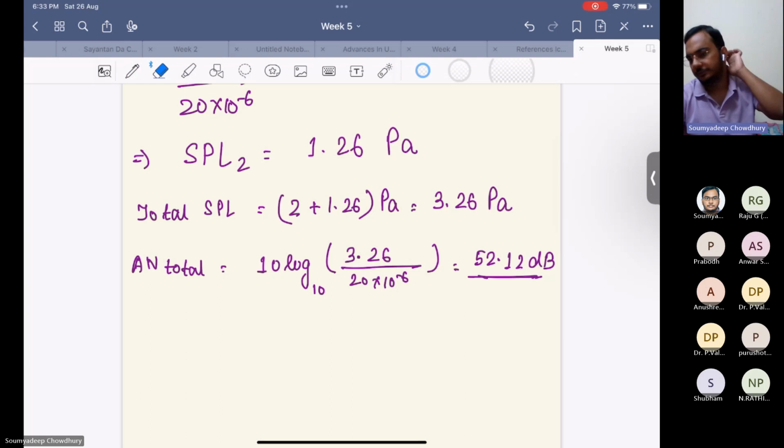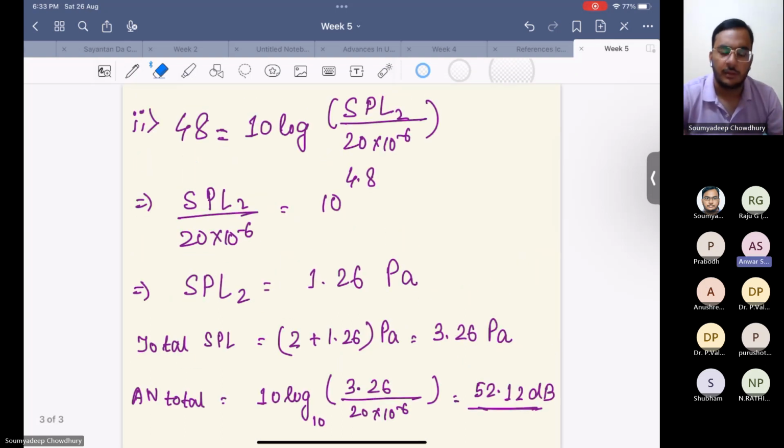Is it clear, everyone? It's clear, sir. Others, Mr. Purushottam, Mr. Raju, is it clear?